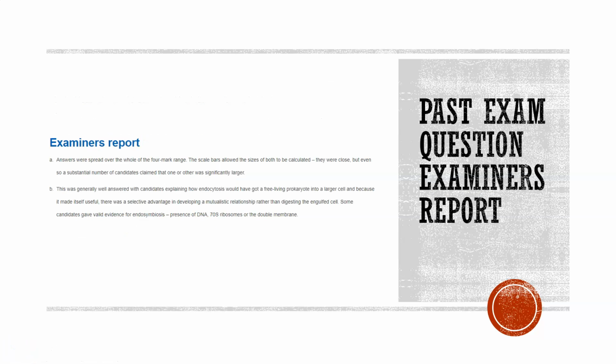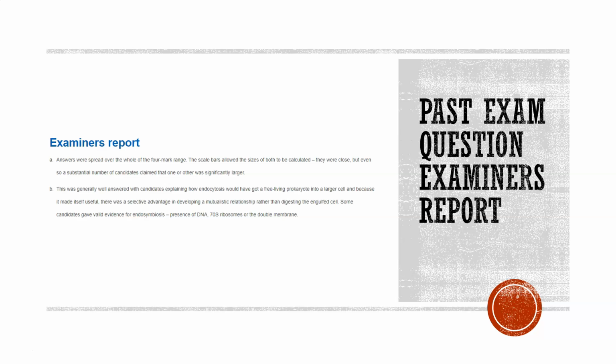Interestingly, for that question there is an examiner's report. For question A, answers were spread over the whole of the 4-mark range, and the scale bars allowed the sizes to be calculated. They were close, but not even so. A substantial number of candidates claimed that one was significantly larger.